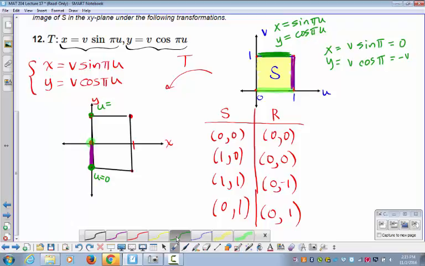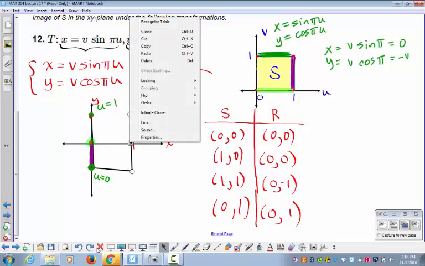But we don't get there along a rectangle. When u is equal to 1, sine of pi is 0, cosine of pi is 1. But if we're parameterizing something, sine comma cosine, it's a circle. I don't know what the heck I was thinking. We don't go like that. We get to it by doing a semicircular path.